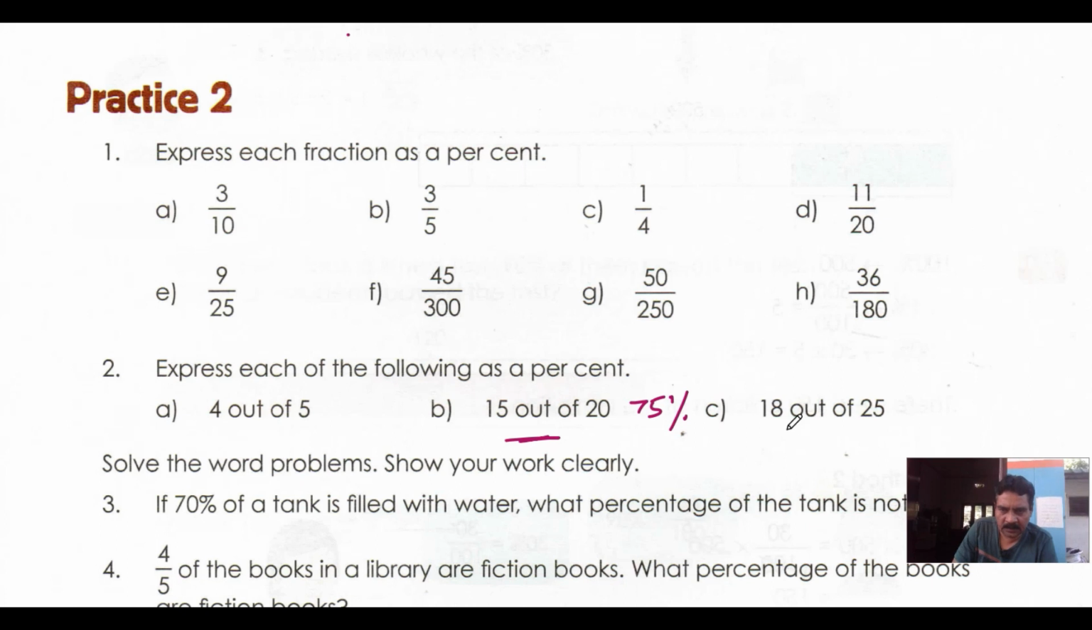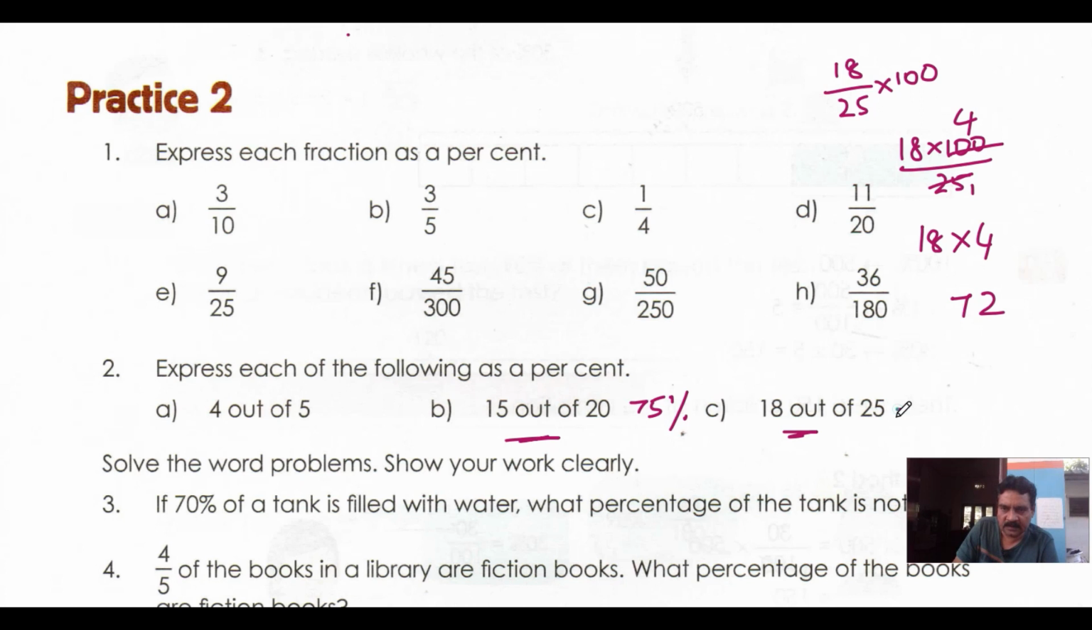Now let's go to the next one, 18 out of 25. So 18 out of 25, to express in percent you have to multiply by 100. So 18 into 100 by 25. So 25 one time, 25 fours are 100. So 18 into 4 is 72. So this is equal to 72%.